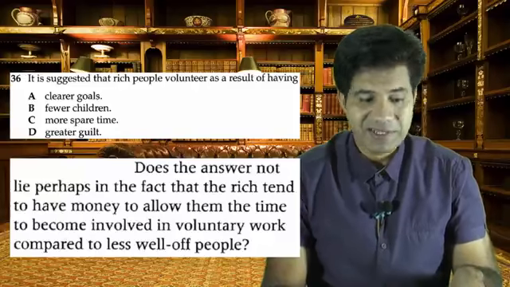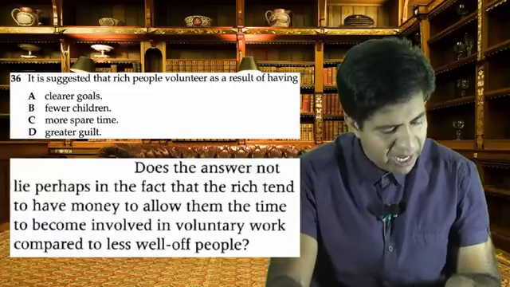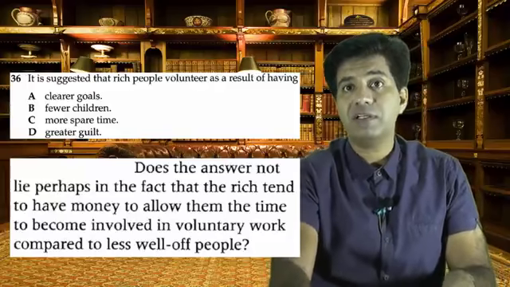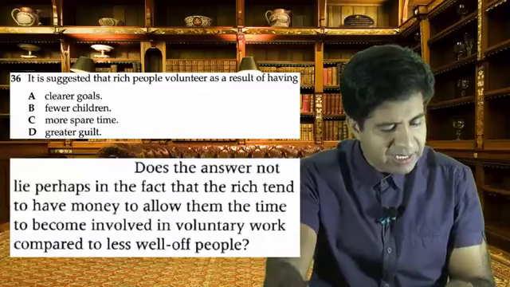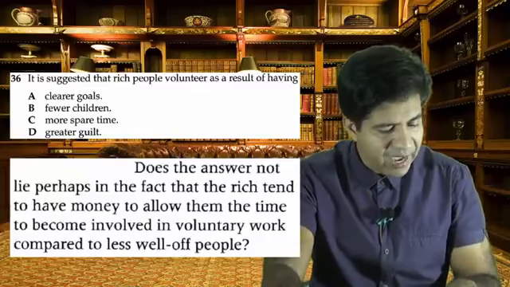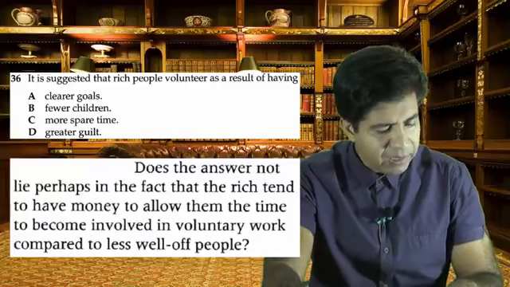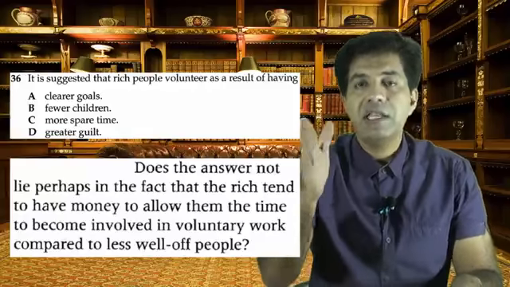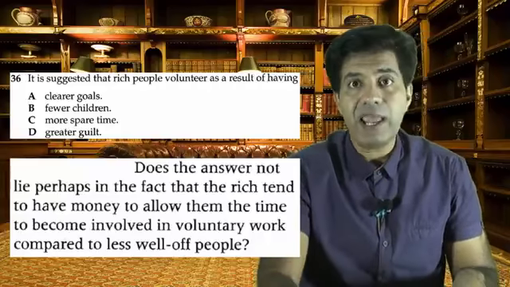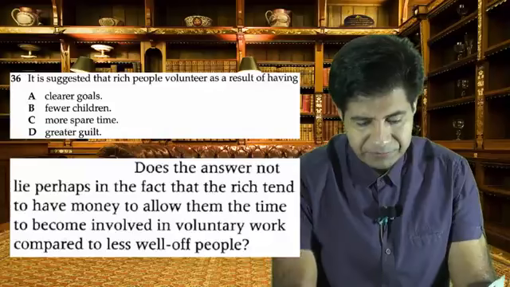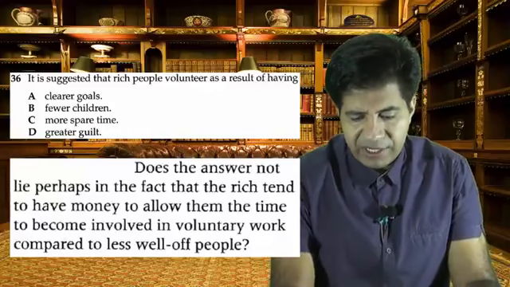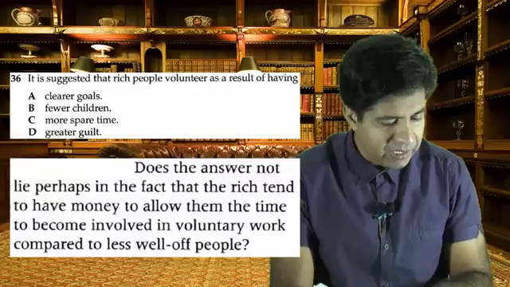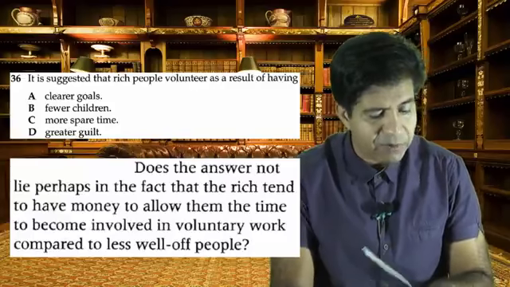Okay, I found it. I show it to you. Does the answer not lie perhaps in the fact that the rich tend to have money to allow them the time to become involved in volunteer work? Right, that's what they say. Does the answer not lie perhaps, they're giving the reason, in the fact that the rich people tend to have money to allow them the time to become involved in volunteer work compared to less well-off people? It means less well-off people are the poor people, and the rich people have time and money to do the volunteer work. Now let's see. It is suggested that rich people volunteer as a result of having. What do they have that they do the volunteer? And they mention it very clearly. It's written here, have money to allow them the time to become, money and time.